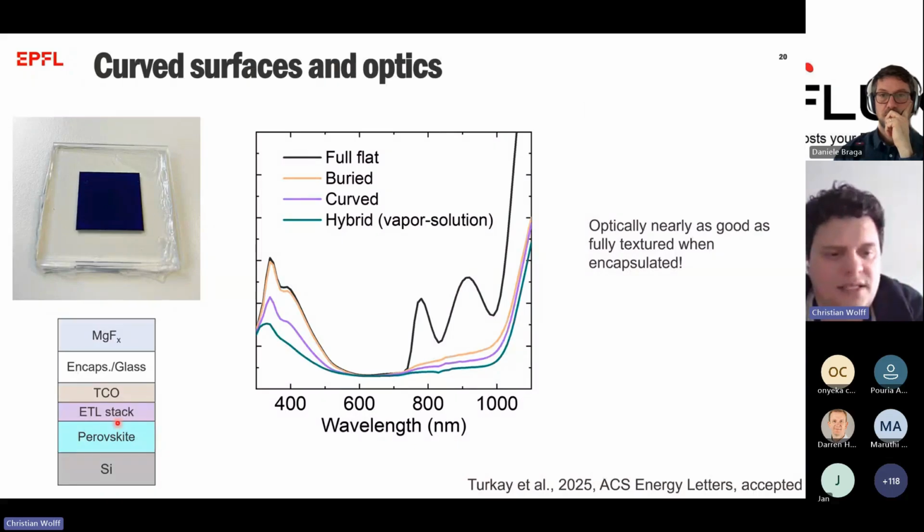So here we have the test structure. You can see it here on the bottom. So we wanted to be optimistic, so we didn't have any textured glass around. We even added an anti-reflection coating. Then we had glass, encapsulant, TCO, the electron transport layer stack, the perovskite, and the silicon beneath. And then the only thing we did is we just measured the reflection of such a stack.